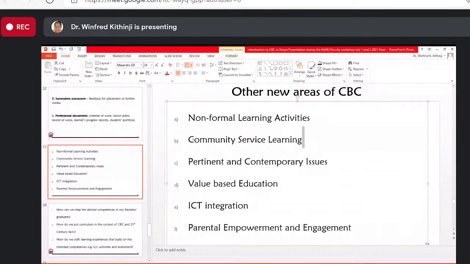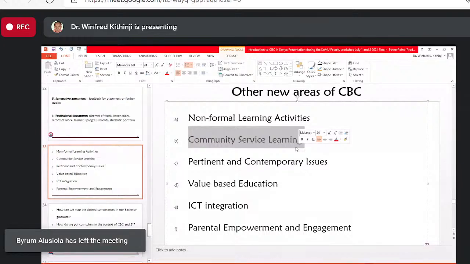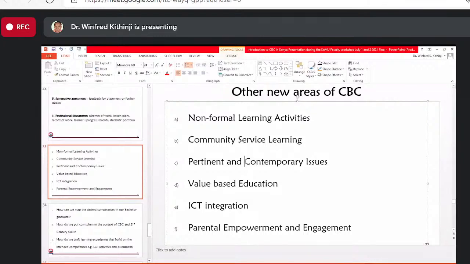So a child will be required to identify an issue in the community and participate, apply what they learn to solve the community issues. I think you saw the other day when grade 4 were doing an assessment, you would see them all over cleaning the marketplaces and the like. That's part of the learning.